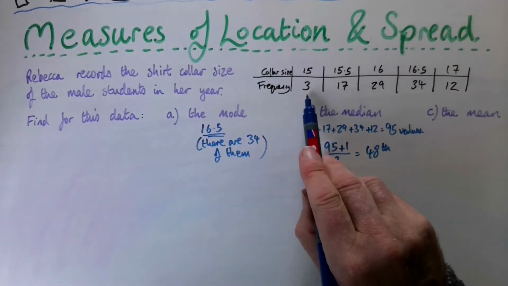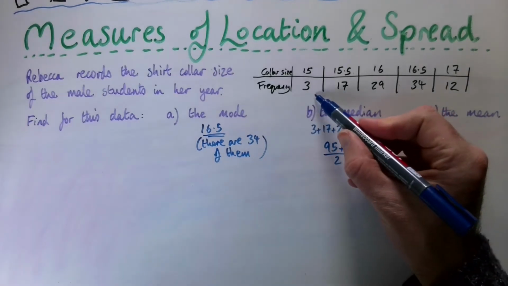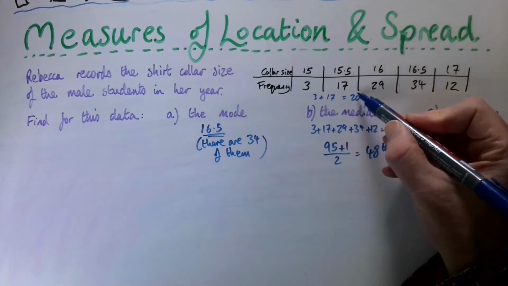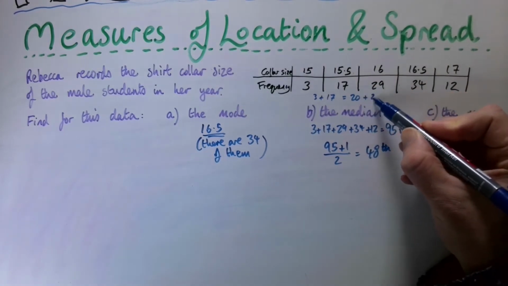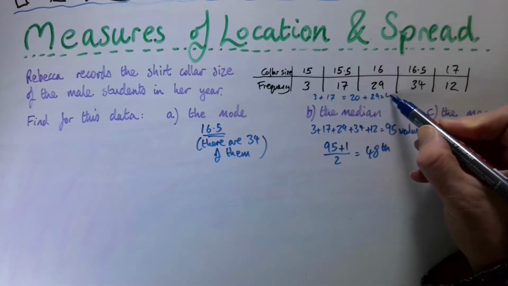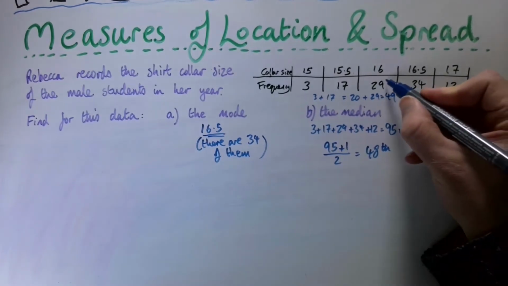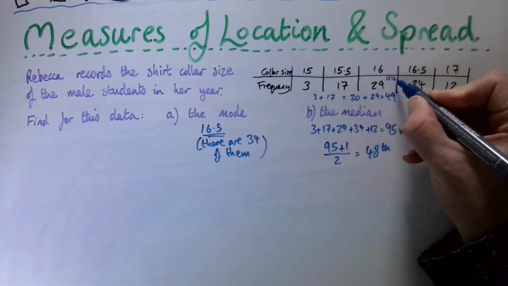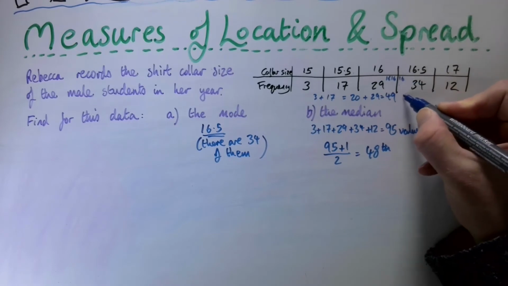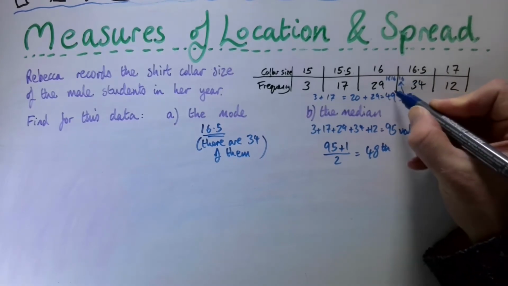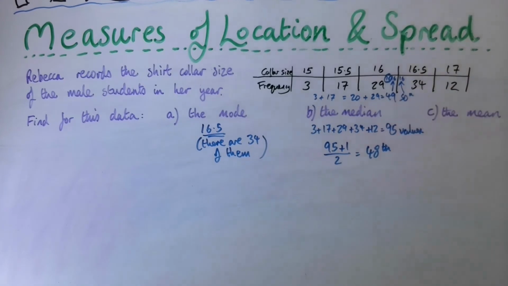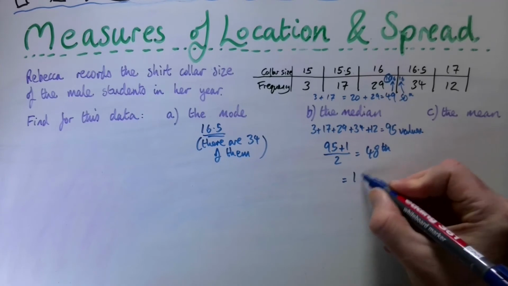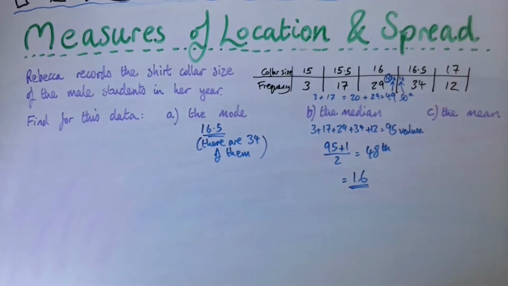Right, in the first one we've got 3 plus 17 equals 20. So by now you've got 20 people involved. Now another 29 gets you to 49. So that means that the 48th result is a 16 and the 49th, and then the 50th would be that one, wouldn't it? So the one we want is that 16 there. So for that reason we can say that the median equals 16.